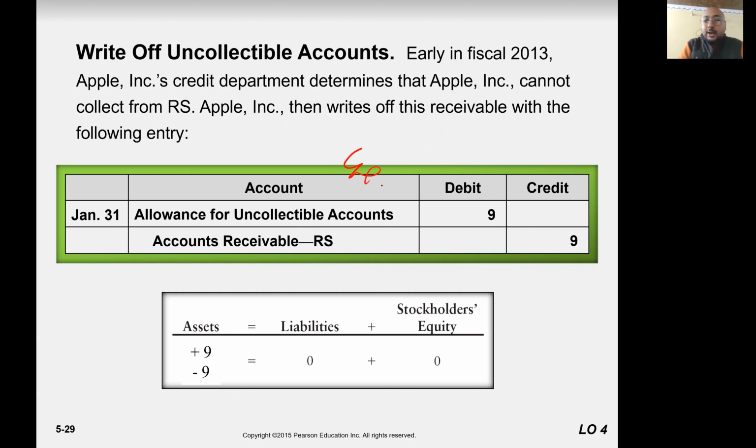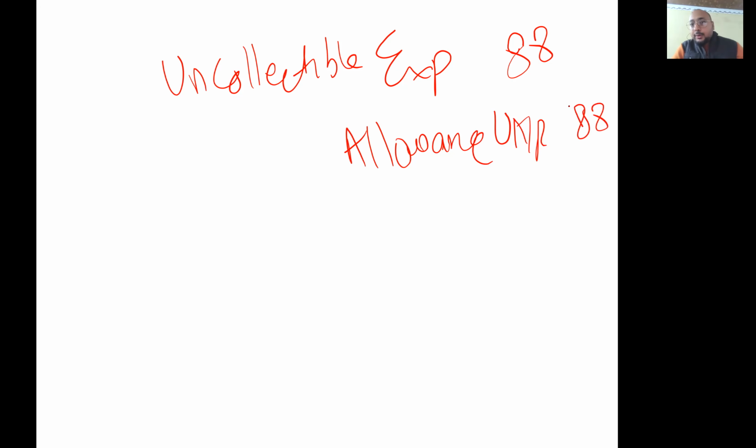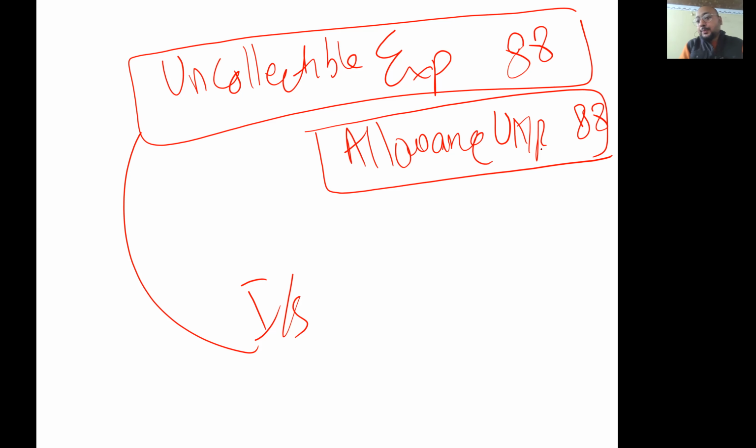There is no expense account here. Why? Because in advance, when we created the allowance, we made the entry: uncollectible expense 88 to allowance for uncollectible accounts receivable 88. Now this has already gone to the income statement. Any actual write-off that happens will be charged only to this amount.